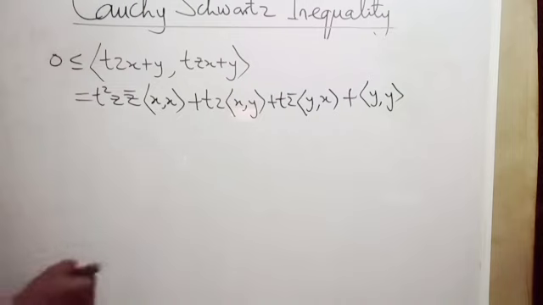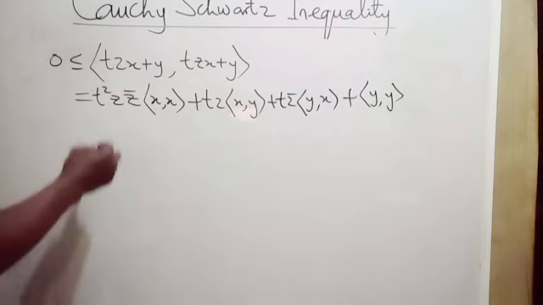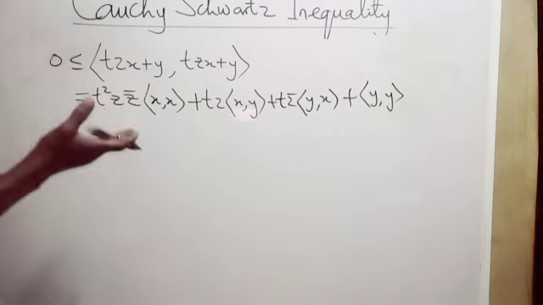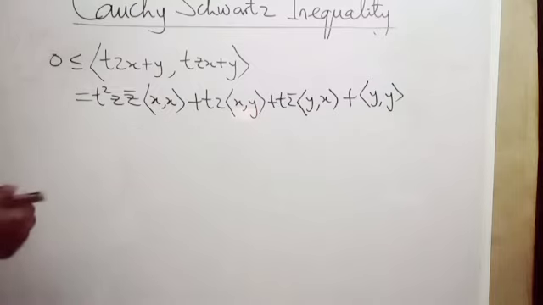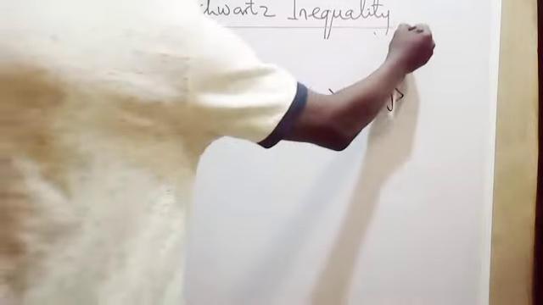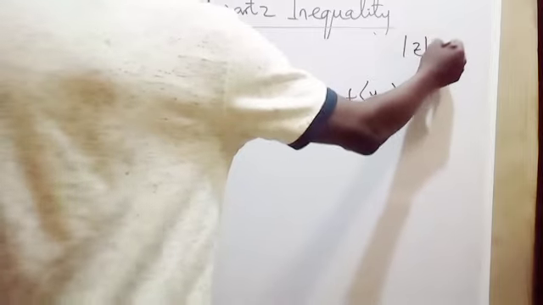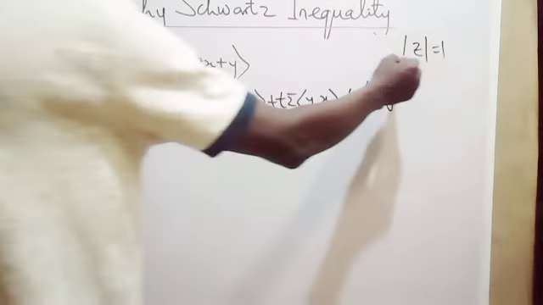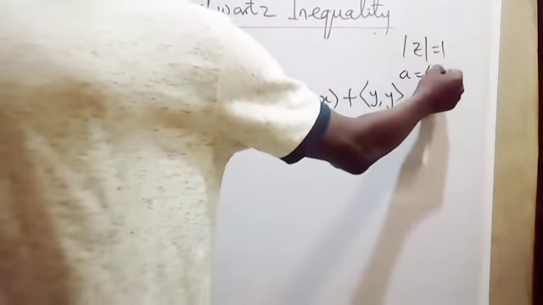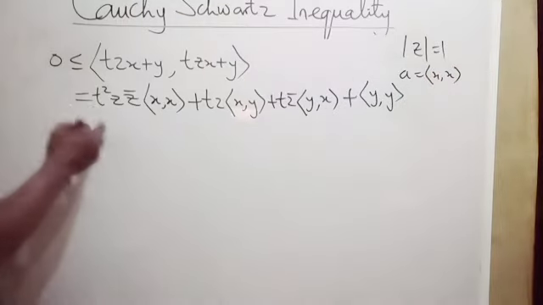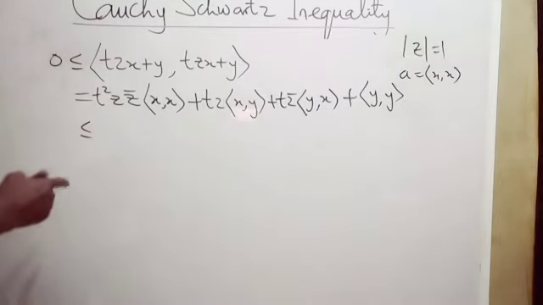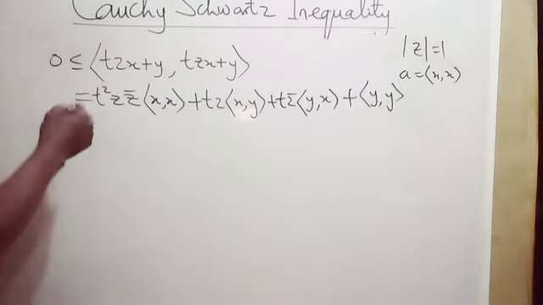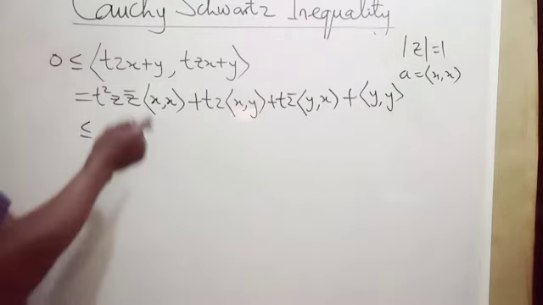If you look at this holistically, you observe that we have used some representation before. We said the absolute value of z should be 1, and we said that A should be equal to the inner product of x comma x. So this could be less than or equal to, because it's an assumption. You can't say it's equal to.